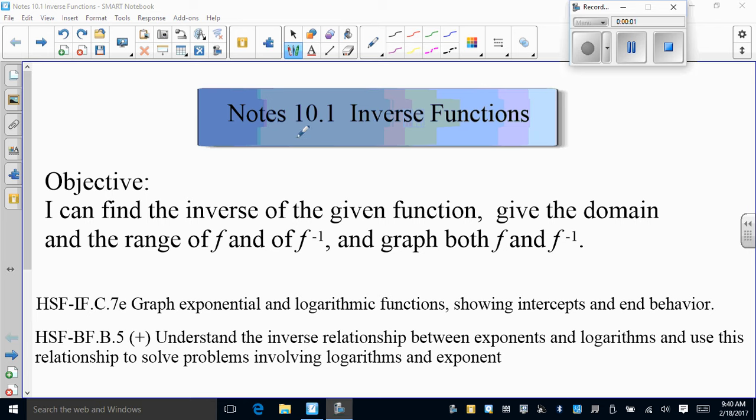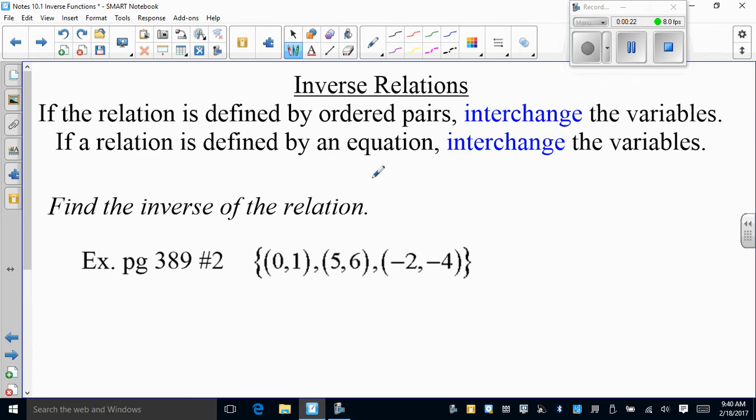5.1. Your objective is to find the inverse of a given function, give the domain and the range of f and of f inverse, and graph both f and f inverse. Most of the graphing will be done on the calculator. Okay, inverse relations. If the relation is defined by ordered pairs, interchange the variables.